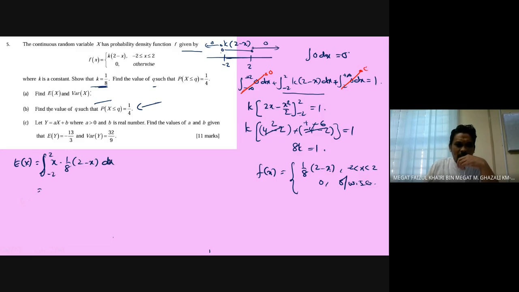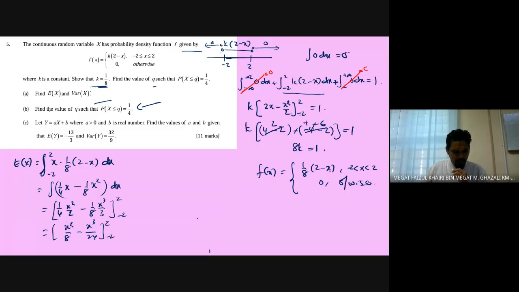So then 2 divided by 8, 1 over 4 times x, integral of 1 over 4 x. And then minus 1 over 8, x times x equal to x squared dx. So then it is now 1 over 4 x squared over 2 minus 1 over 8 x cubed divided by 3 from negative 2 until 2, and simplify this as x squared over 8 minus x cubed divided by 24.